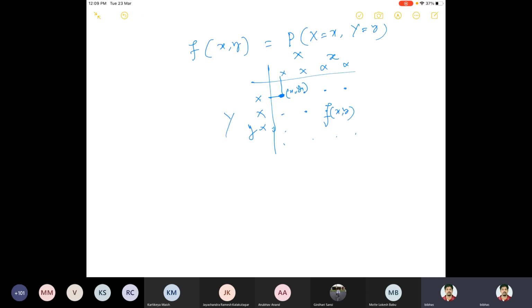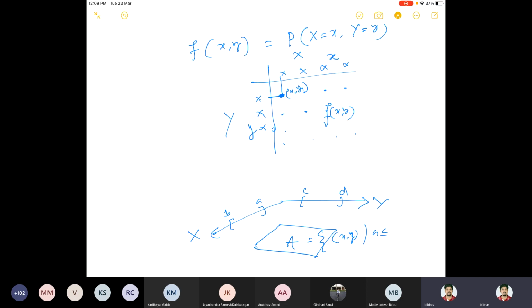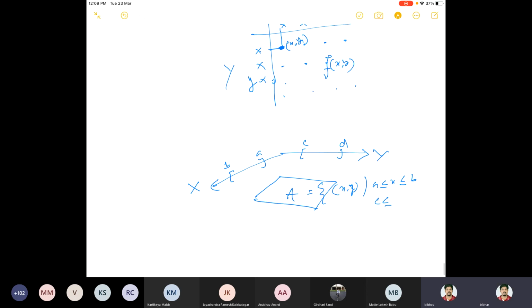And then we also said that if we have continuous random variables X and Y, then X can lie in some interval, say a to b, and Y could be in some c to d. Then basically we have this domain, the area A, which is defined as the set of all x,y such that x lies from a to b and y lies from c to d.